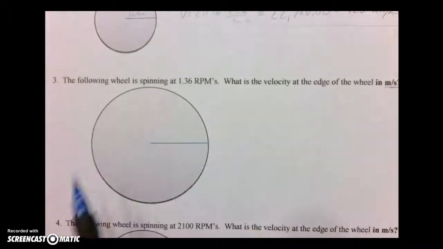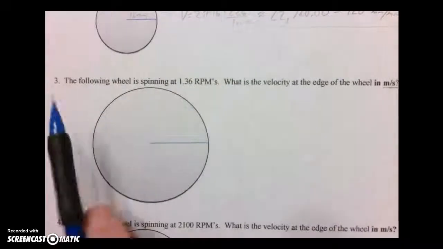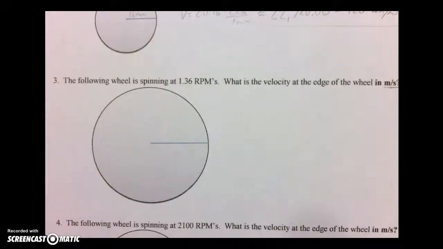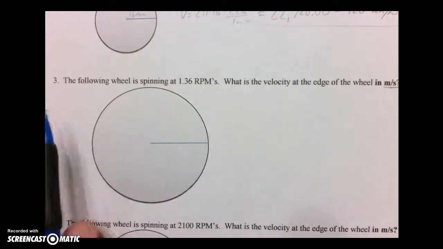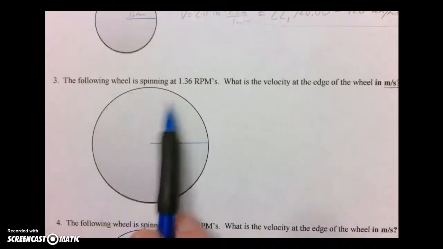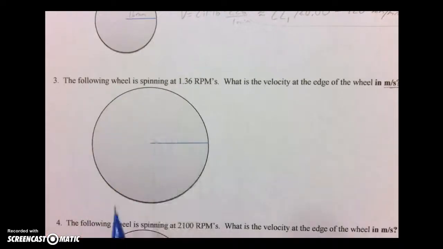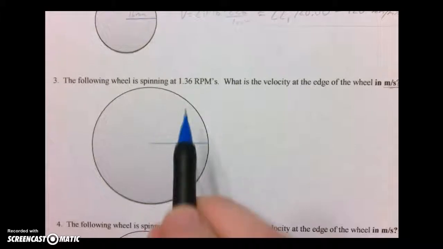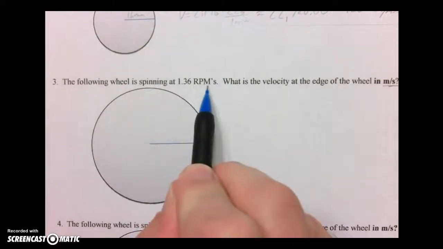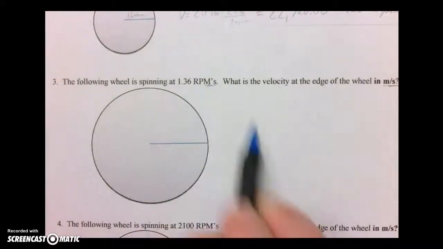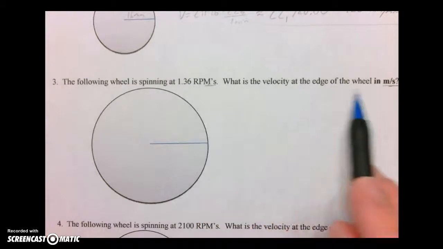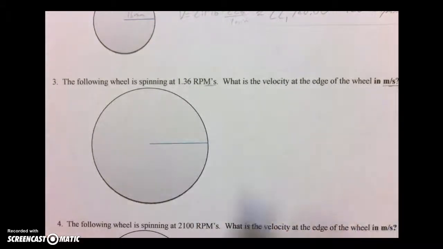Okay, this is a couple of help problems for your test review. I'm going to go over number 3 and number 5. Number 3 says the following wheel, so this wheel here is spinning at 1.36 RPMs. So right there, that's revolutions per minute. What is the velocity at the edge of the wheel in meters per second?